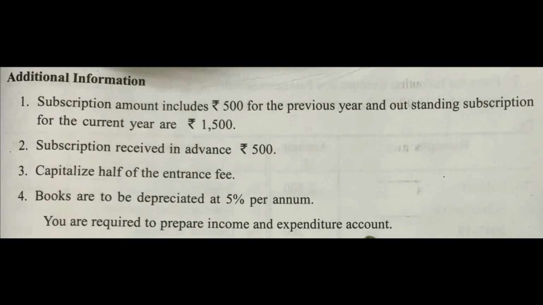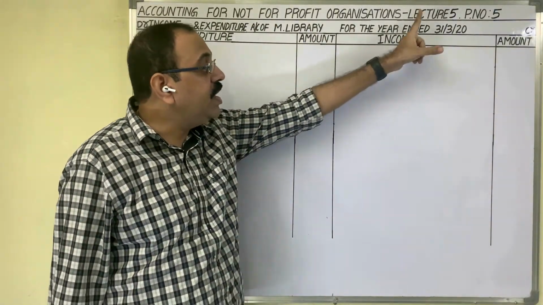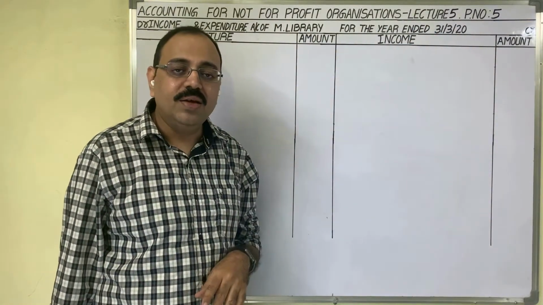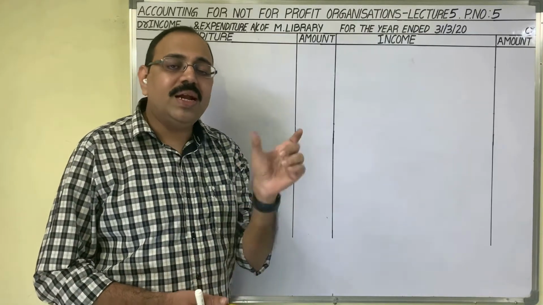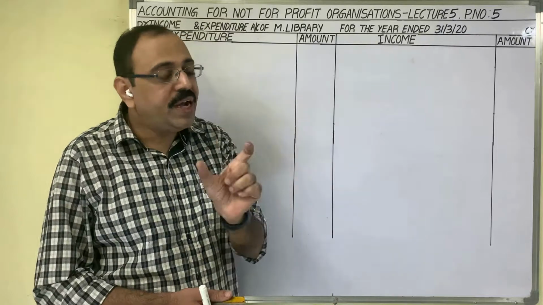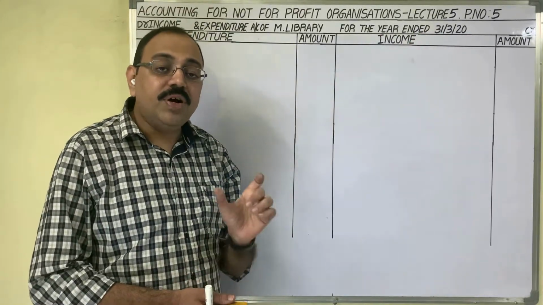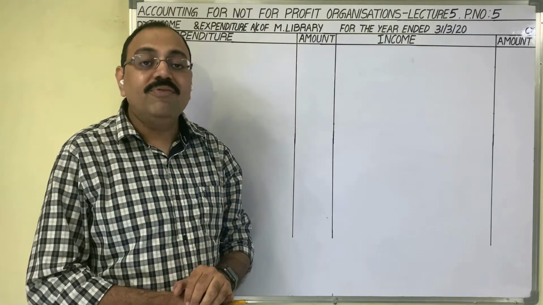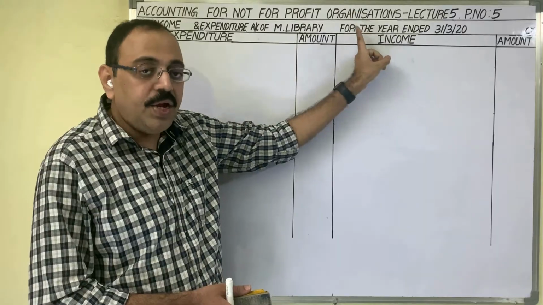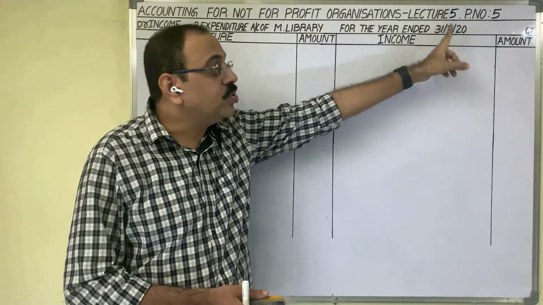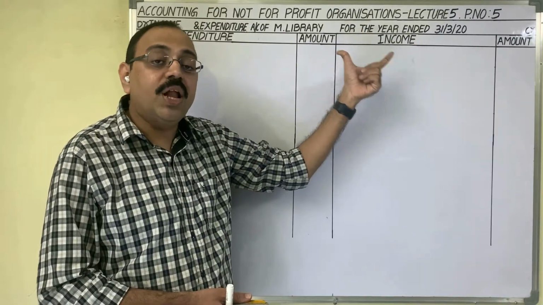Let us solve this question. Income and expenditure account of Manasvi Library for the year ended 31st March 2020. In the question, he has given the receipts and payments account, which also has the same date, 31st March 2020. This means the firm is preparing accounts for the period 1st April 2019 to 31st March 2020, so this financial year is the accounting period of this firm.